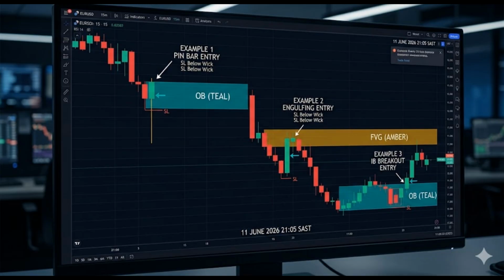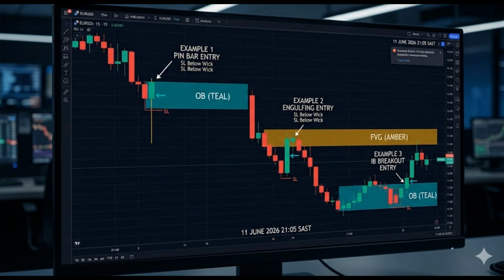Further along, price entered this FVG. The first candle was bearish. Price pressed lower. Then the second candle opens at the bearish close and closes above the first candle's open. Engulfing. Entry on close of candle 2, stop below candle 1's low.